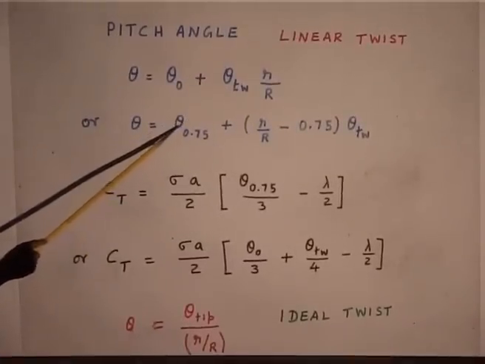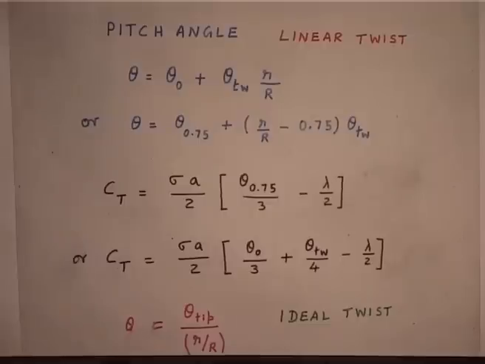If I use this expression in my thrust and integrate, this you can do yourself as an exercise, okay. If you take this expression and integrate, you will get this expression, which is essentially sigma a by 2 times theta by 3 minus lambda by 2. Now you see theta represents the angle at 75% R, okay.